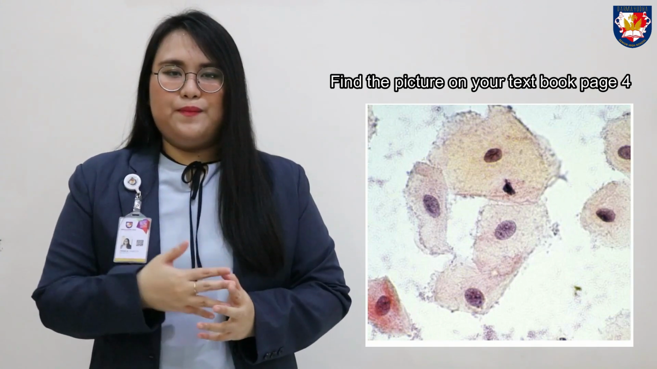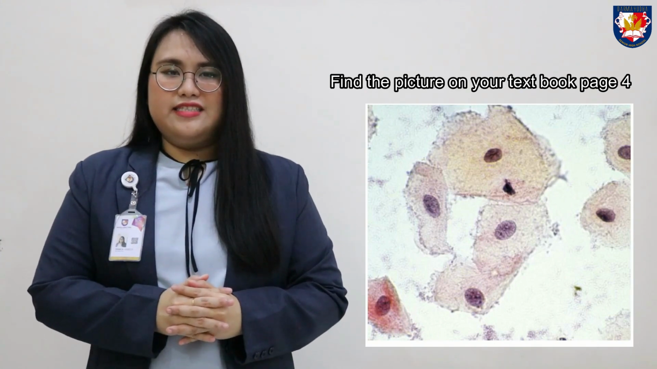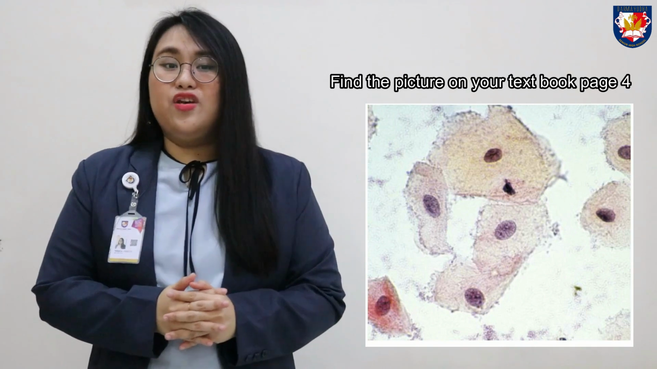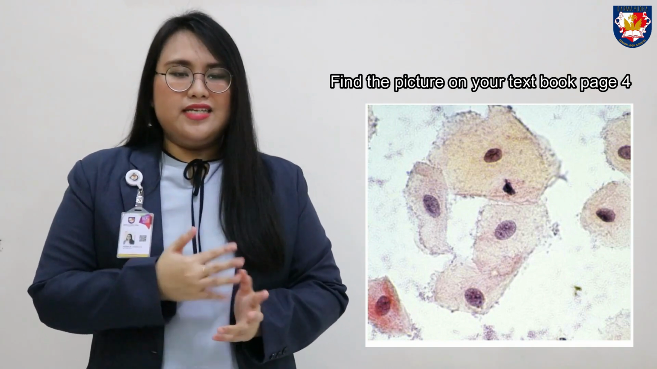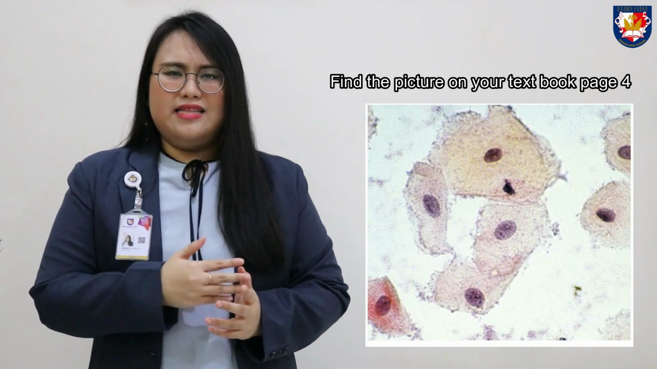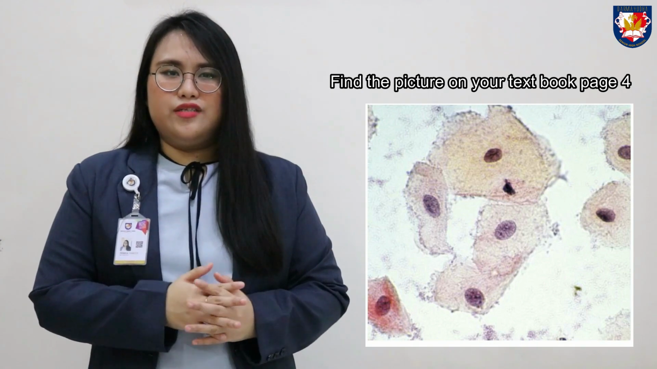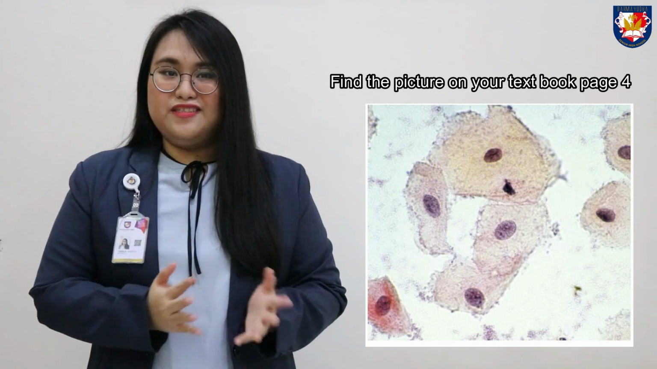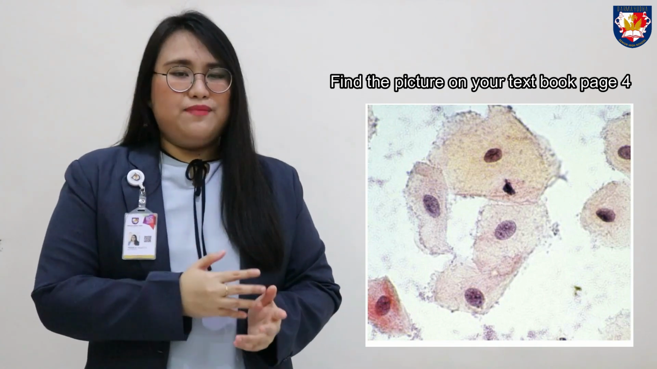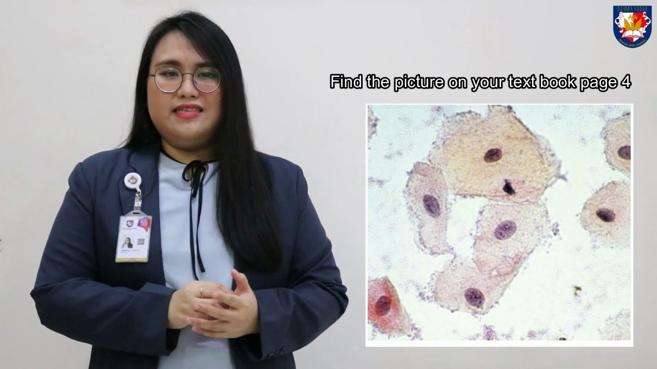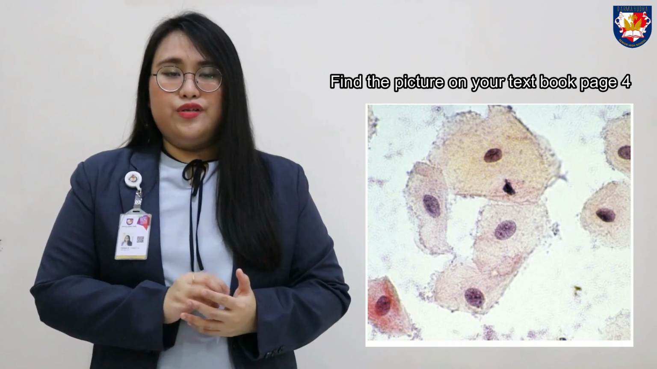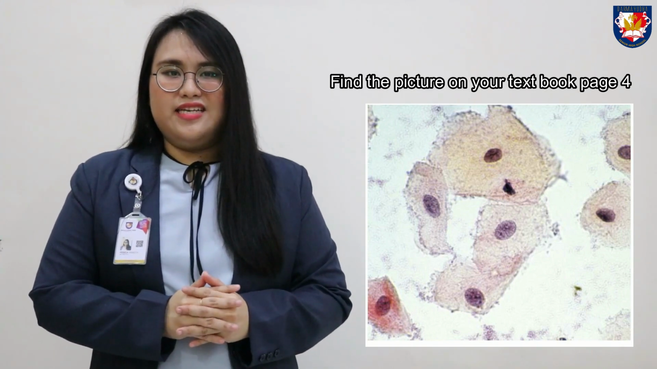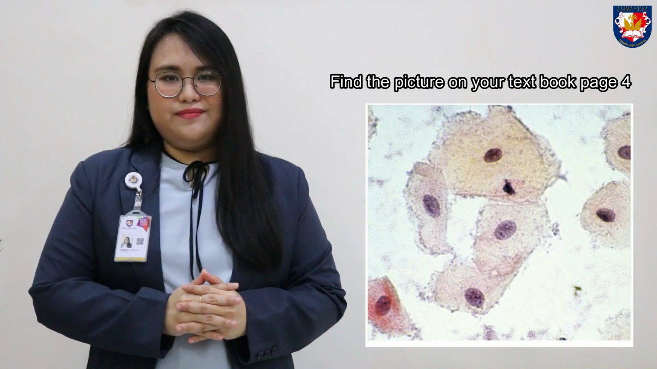This picture is an example of an animal cell, the human cheek cell. In this picture, you can see that the cell has a characteristic of animal cells. What is that? Does anyone know? You can see that the cell has a central nucleus, which is the characteristic of animal cells.